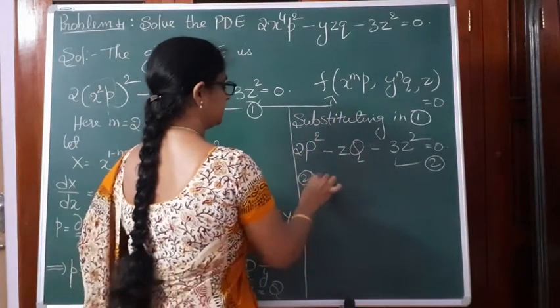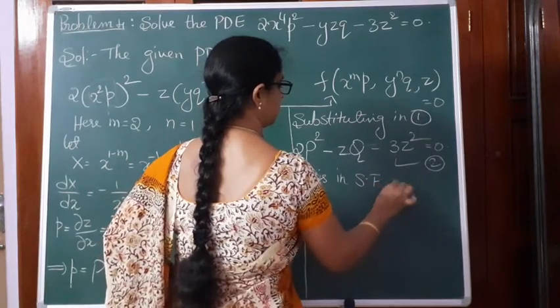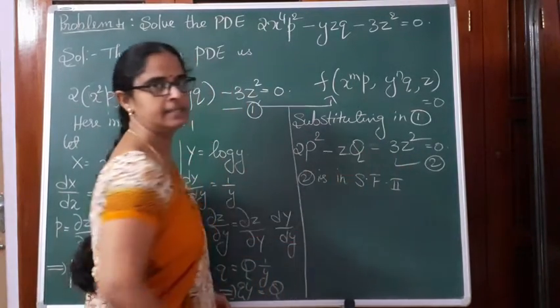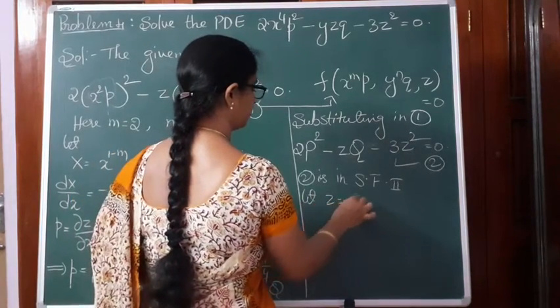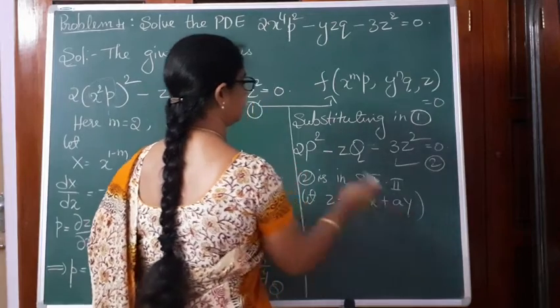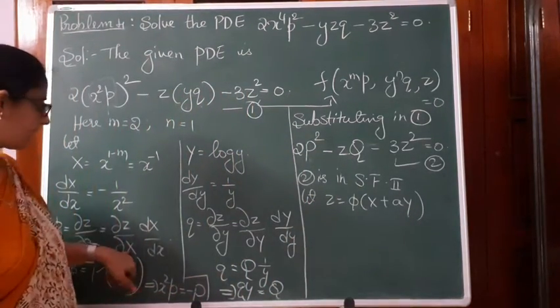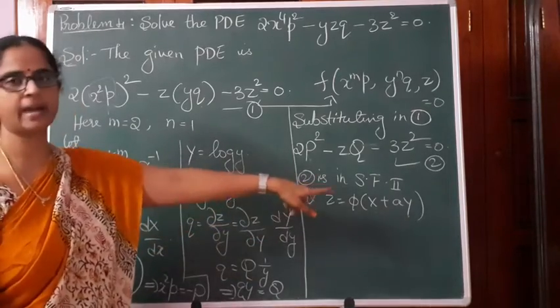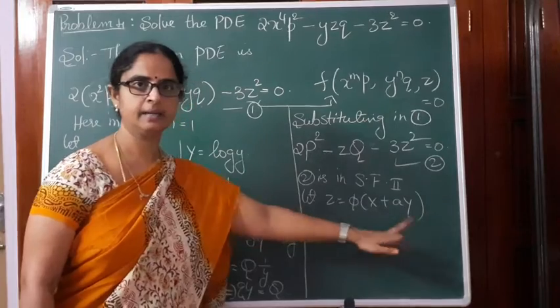Equation 2 is in standard form 2 because it involves P, Q and z. So for standard form 2, we take the solution to be of the form X plus aY. Again see here, capital X and capital Y, because capital P and capital Q are there. Capital P means dou z by dou capital X, capital Q means dou z by dou capital Y. That is why we take the solution in terms of capital X and capital Y.